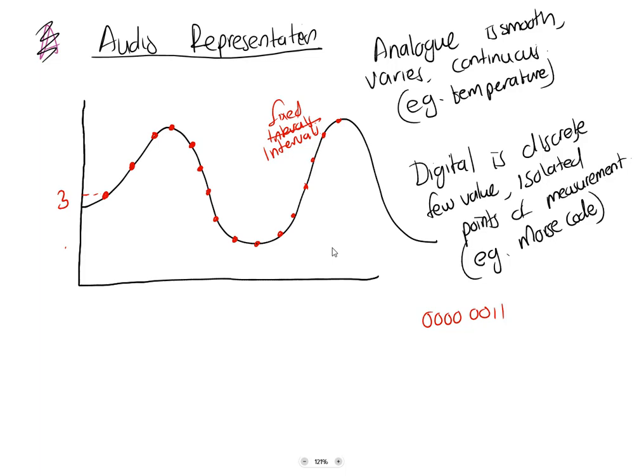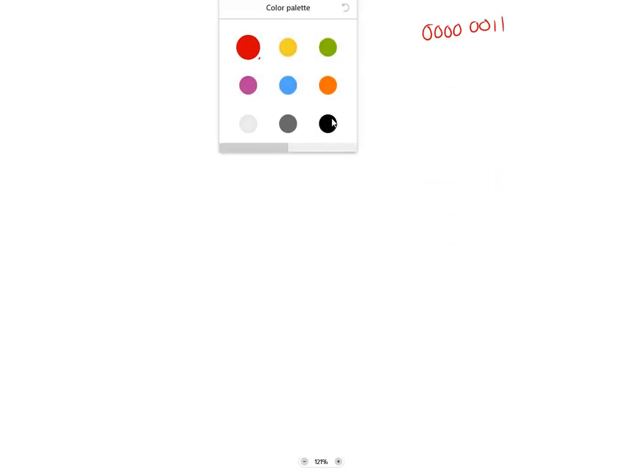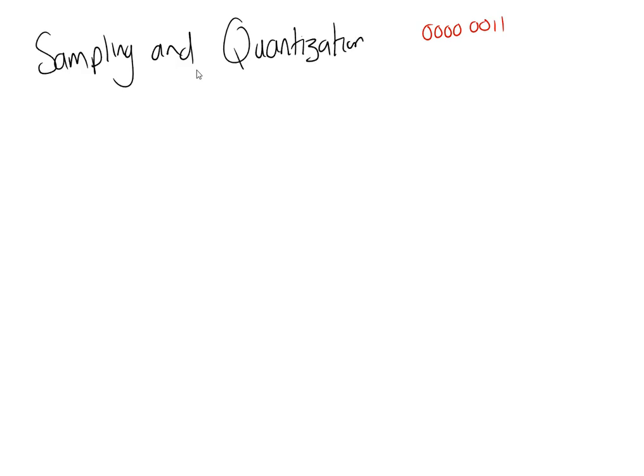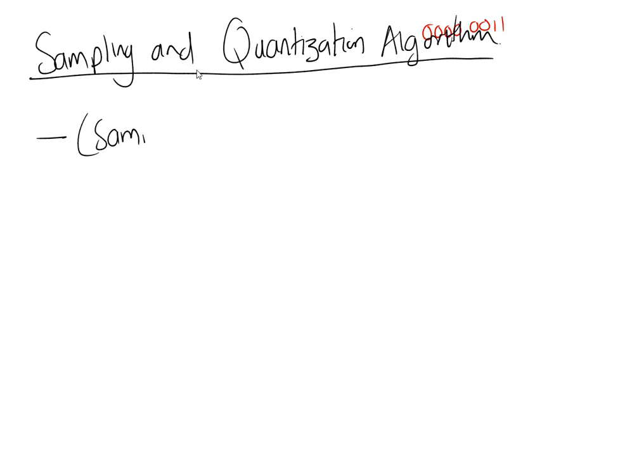Okay, so there's an algorithm that we need to learn in order to do this, and this algorithm is called the sampling and quantization algorithm. Okay, and it's a very simple algorithm. So the first part is sampling. So when we hear a beautiful sound outside, we need to take measurements of that sound.